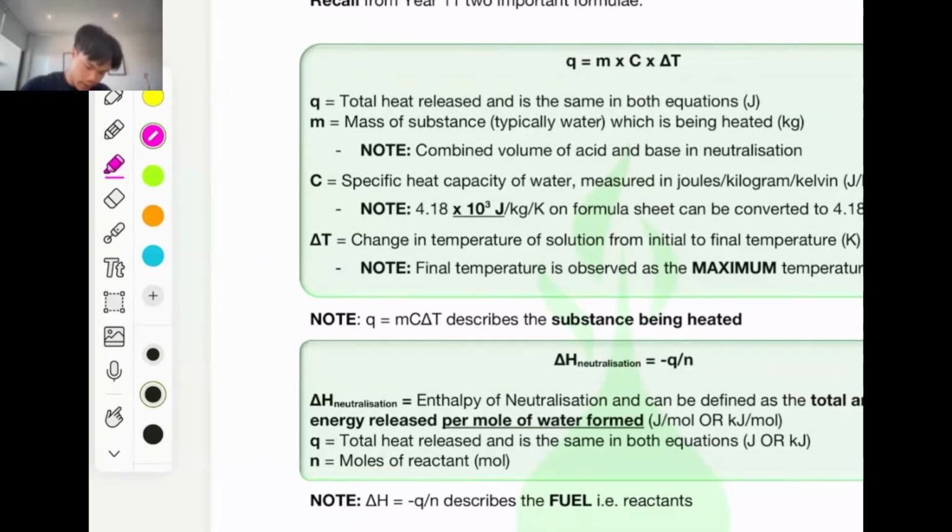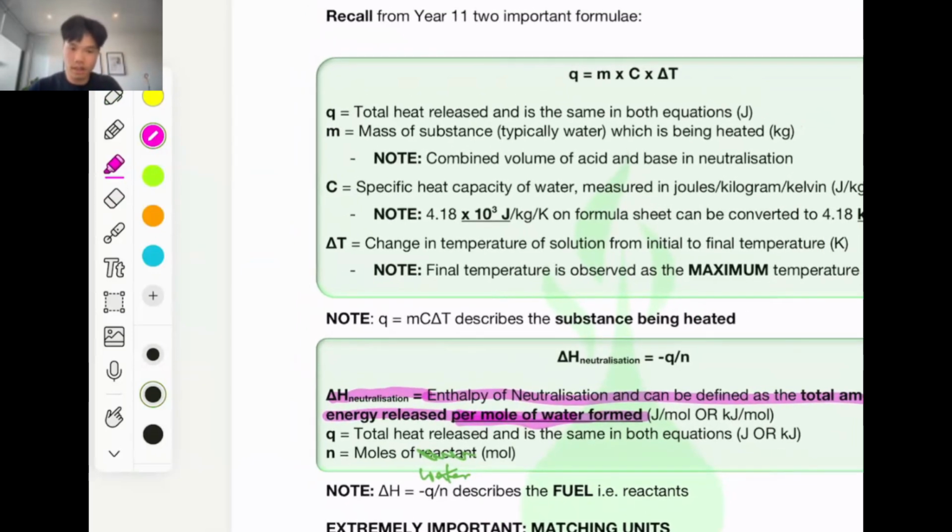As stated here, this is a typo. It's moles of water, and it's per mole of water formed. So for neutralization, it's always water, and for combustion, it's whatever fuel's being burned. Correct, because you're asking different questions. For heat of neutralization, it's how much energy released per mole of water. That's the definition of delta H neutralization. And for enthalpy of combustion, you're asking how much energy did I release per mole of fuel that I burnt. So that's why you take the n as the moles of fuel there instead.